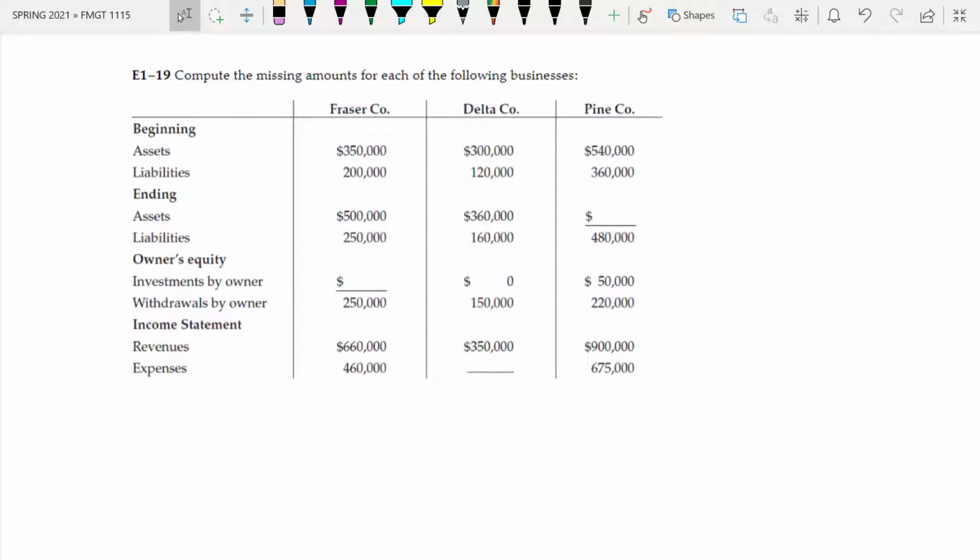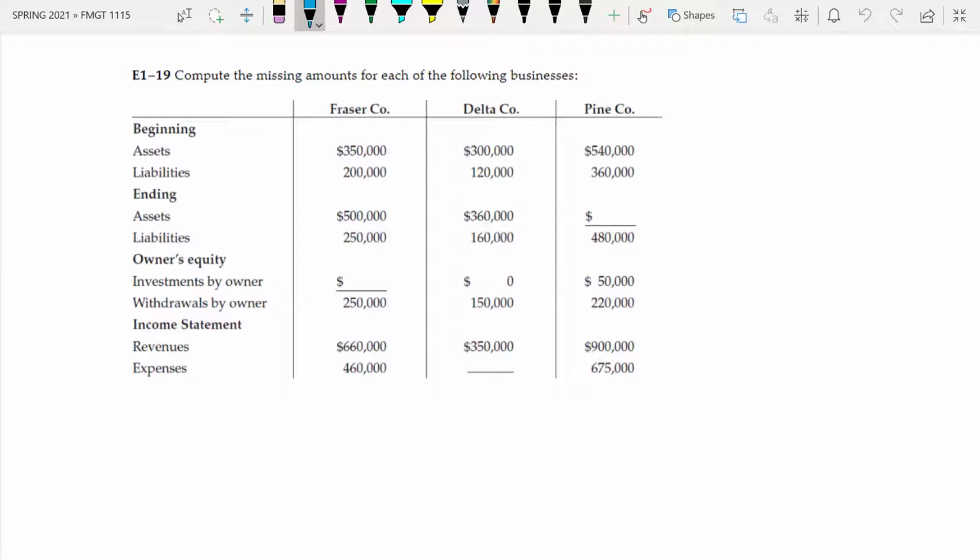In this video, we're walking through exercise 1-19 from the Horngren accounting textbook. This has been a really popular question amongst student emails, and I thought it would be a good idea to walk through how to do this. What we have over here are three different companies: Fraser Company, Delta Company, and Pine Company. And what we've been asked to do is to find the missing amounts for each of the following businesses.